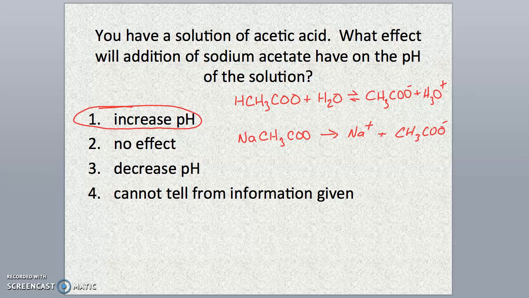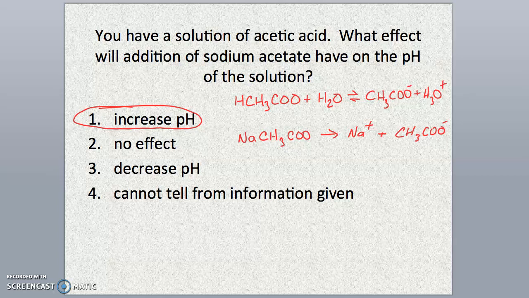This solution is acetic acid, a weak acid. Start by writing the hydrolysis reaction. The reaction produces the conjugate base, which is the acetate ion, along with the hydronium ion. Sodium acetate is a salt. The sodium ion is neutral and will not affect the pH.